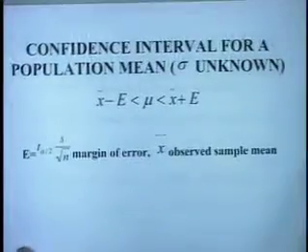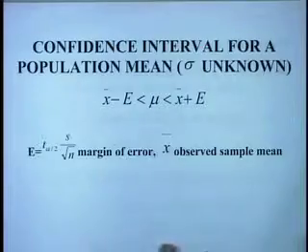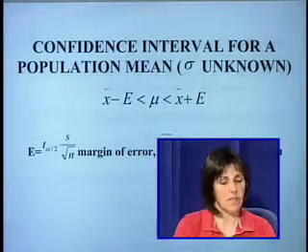This is the end of calculating the confidence interval for the mean, assuming that you know the standard deviation. But when you do not know the standard deviation, what will happen? How are you going to estimate that? So let's go to the next case, where I'm looking for a confidence interval for a population mean, but this time I do not know the standard deviation.